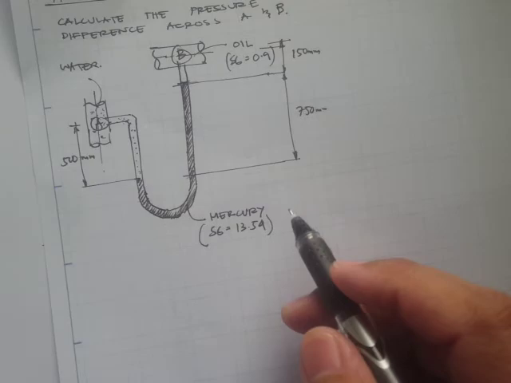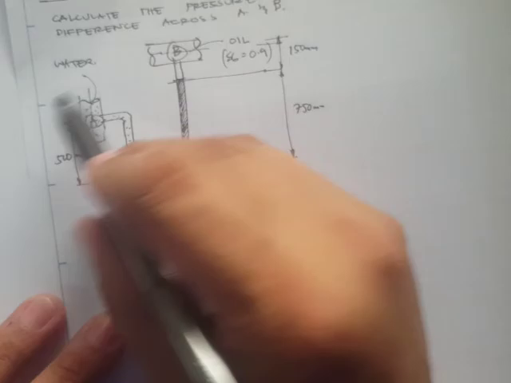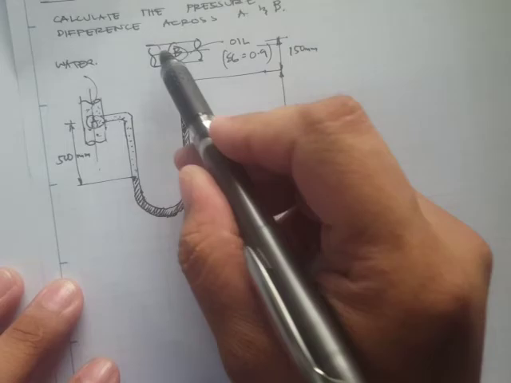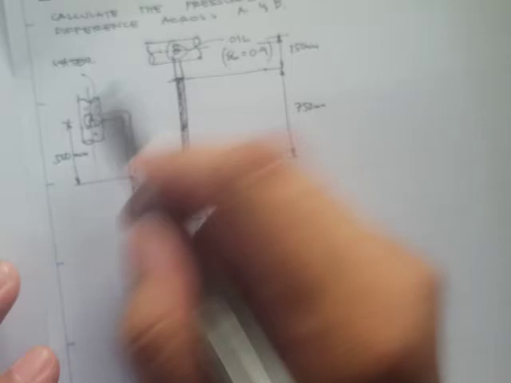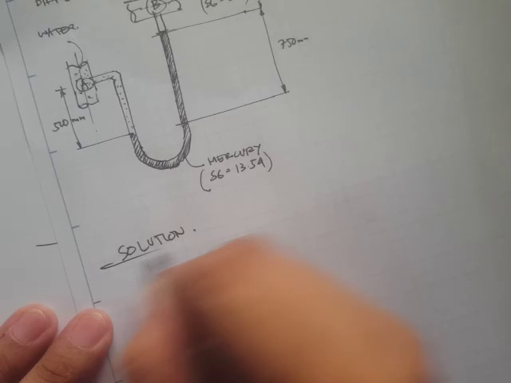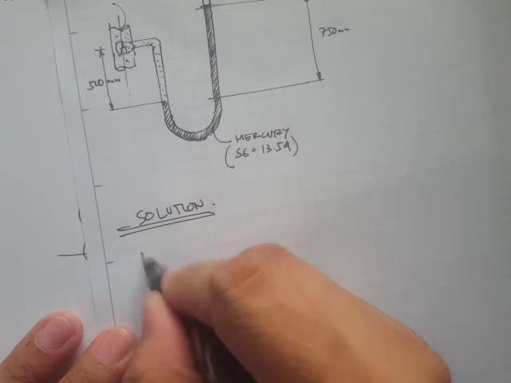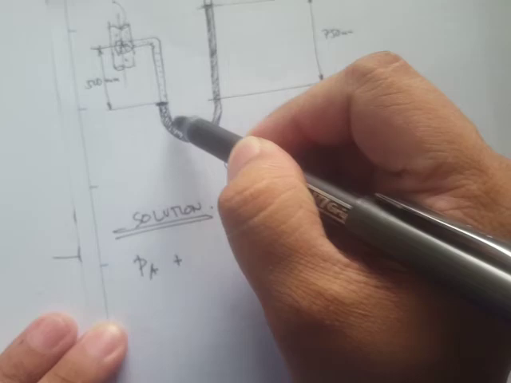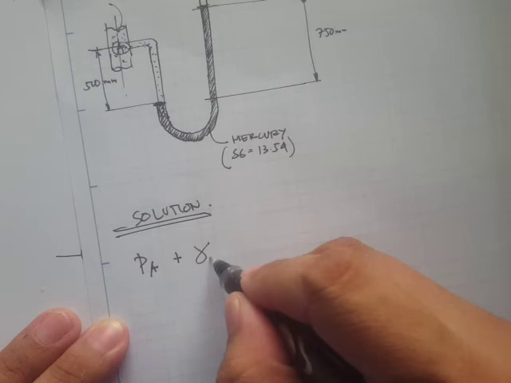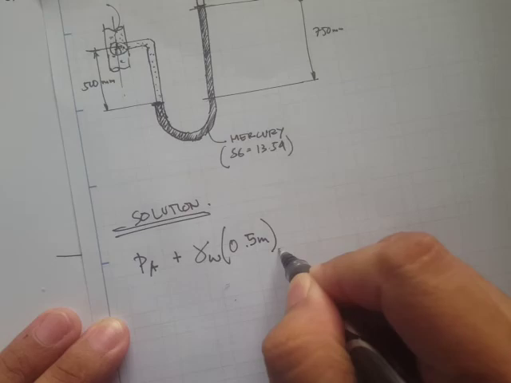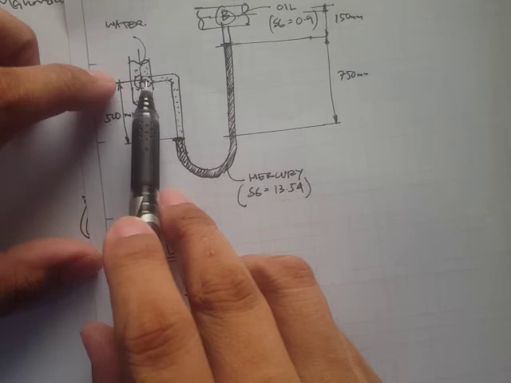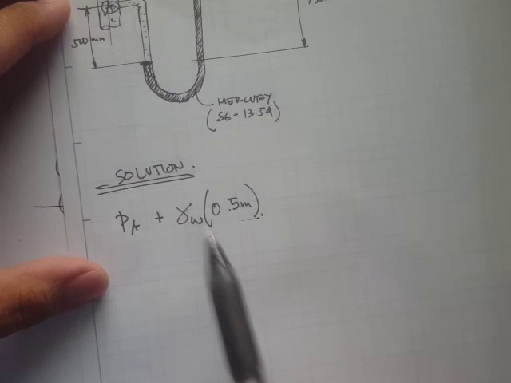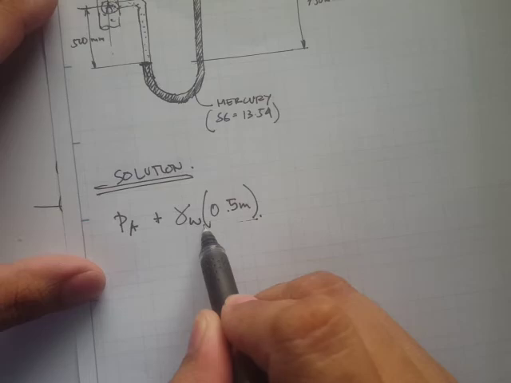Now, how do we determine the pressure difference? We're not just calculating the P sub A or the P sub B alone. What we're calculating is the pressure difference across point B and point A. However, we can just use our technique earlier. So let's start from this one. Pressure at point A plus, since we are going downward from point A to this interface, that's equal to the unit weight of water times 0.5 meters, right? This is this portion. So from point A going downwards, that's positive, plus the unit weight of water times the height difference.